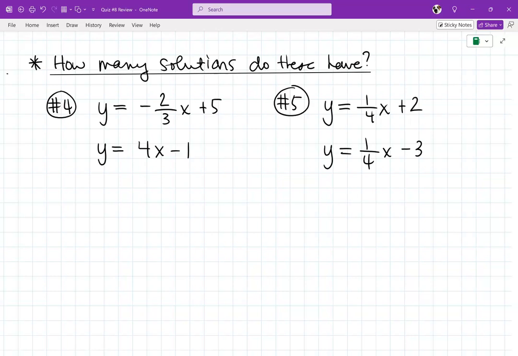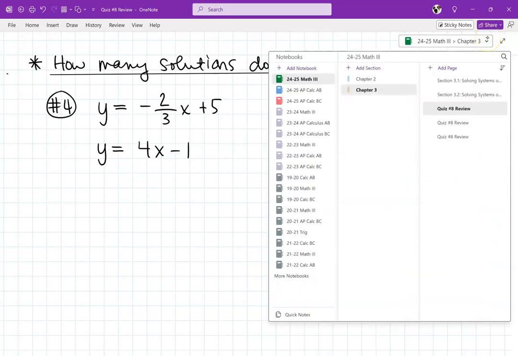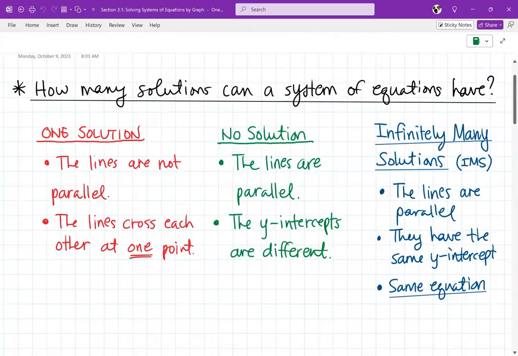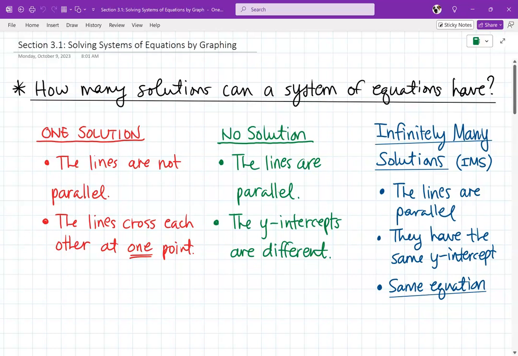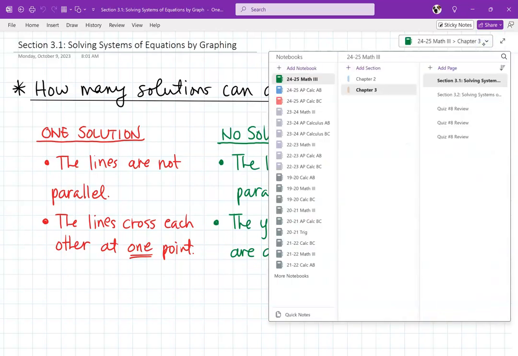That was section, I think it was 3.1. I'll double check right now. Let me just check. Hold on. I think it was at the very top of 3.1. Yeah, right there. The way you know it has 1 solution, the lines are not parallel. If they have no solutions, they'll be parallel, but with different y-intercepts. The b value will be different. Infinitely many if they're parallel and the b values are the same. Okay? So I wrote that before.